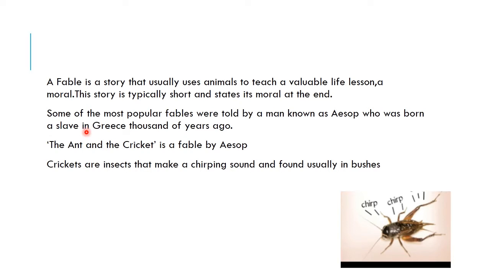The Ant and the Cricket is a fable by Aesop. The ant is a very common insect that we see around. Haven't we watched the ants move in line carrying food?